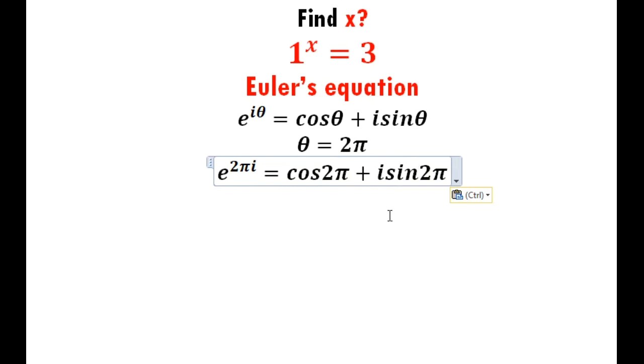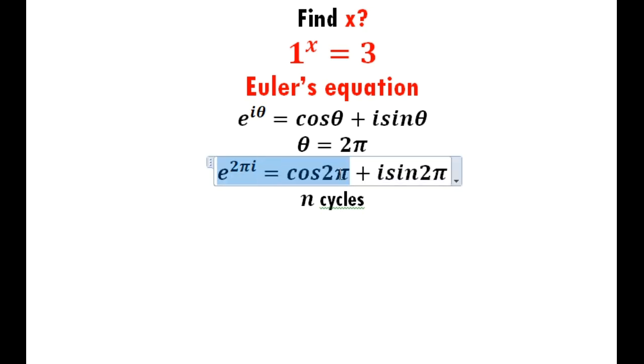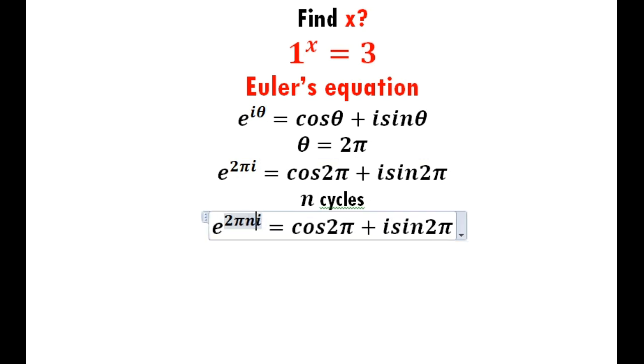And remember, 2 pi is a complete cycle. So when you have n number of cycles, what will that imply? It will imply in our equation here, we will now have exponential 2 pi n i is equals to cos 2n pi plus i sin 2n pi.